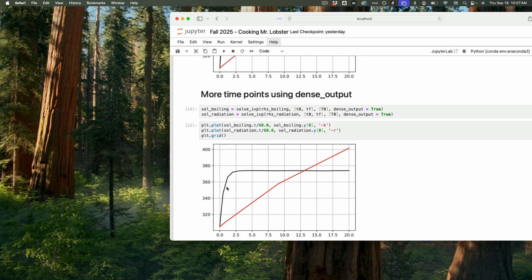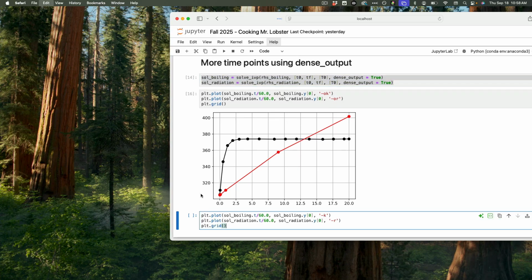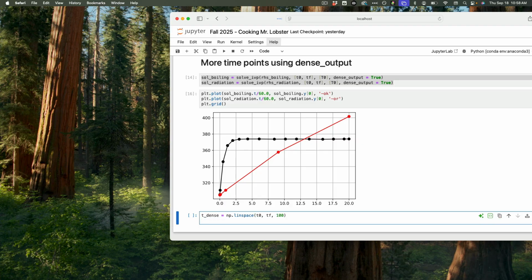What do you think it's going to be? It's going to be the old method, right? Because we didn't say evaluate at t-eval. We just turned on dense output, which turns on interpolating polynomials between these points. But the solver is still solving at the points it wants to choose. To access the dense point solution, what you would do is create a linspace, t-dense, let's say, np.linspace from t0 to t final. Let's put 100 points.